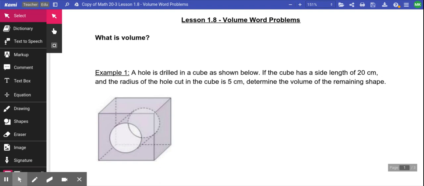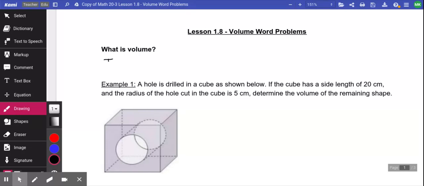Gentlemen. So what is volume? Stop. Thank you. So what is volume? It's how much space something takes up. Or you're filling. Same idea too.